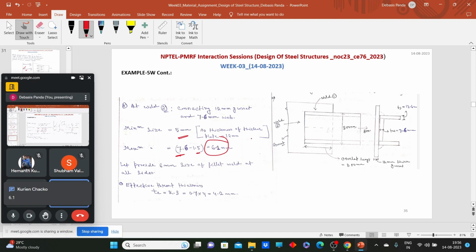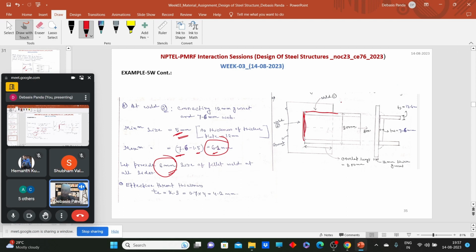Which size should we consider? First, we will try to provide uniform size. Let's provide a 6 mm size of fillet weld. This 6 mm is suited for these two portions, because 6 mm is well within 5 and 6.1 mm, and for the weld one part also, which varies from 5 to 10 mm. So we can take 6 mm.